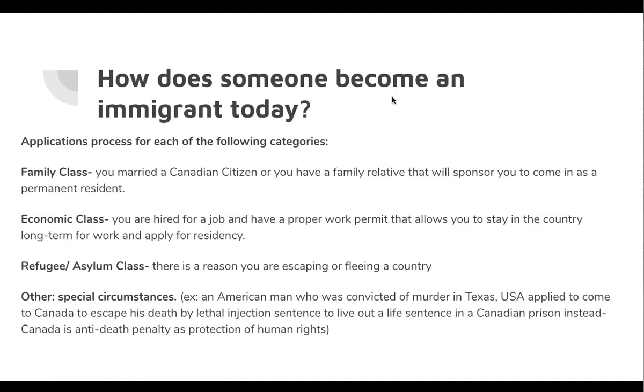So if somebody is convicted of murder, the crime of murder, and they have a death penalty sentence like lethal injection, a person can file for extradition to Canada as an American citizen, being convicted of this crime, facing the death penalty. If they want to escape the death penalty, they can apply to Canada to be moved as a prisoner into a Canadian prison and serve out a life sentence for the rest of their life in a Canadian prison.